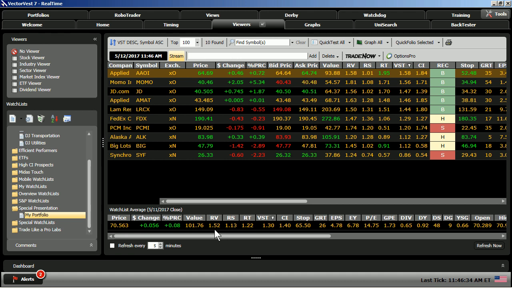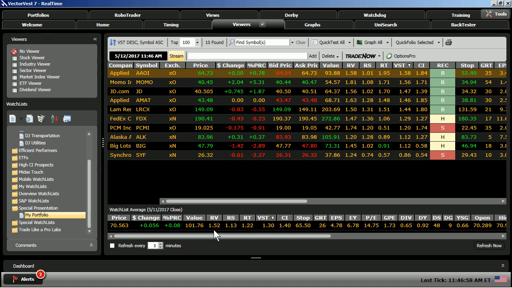Let's just say the RV was below 1 and the RS was above 1 in this average row here at the bottom. You would be more of a conservative investor. Not too concerned with the upside potential, but you do need that safety. It's more about capital preservation than capital appreciation.